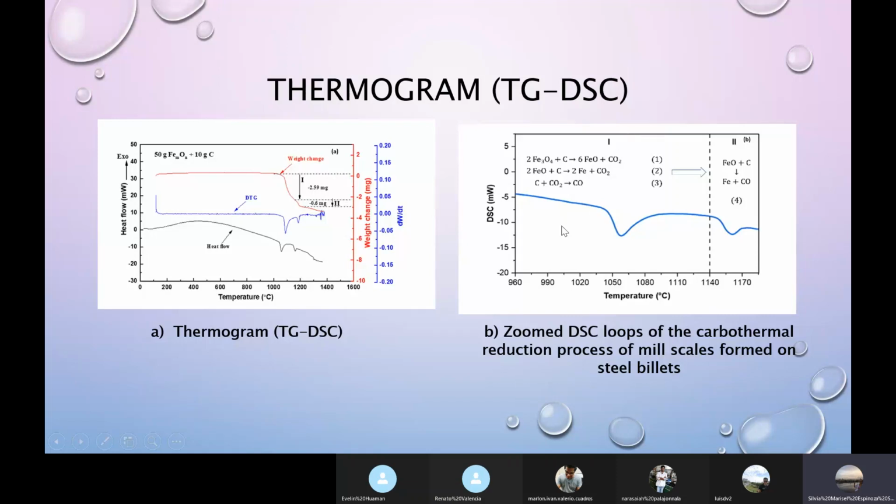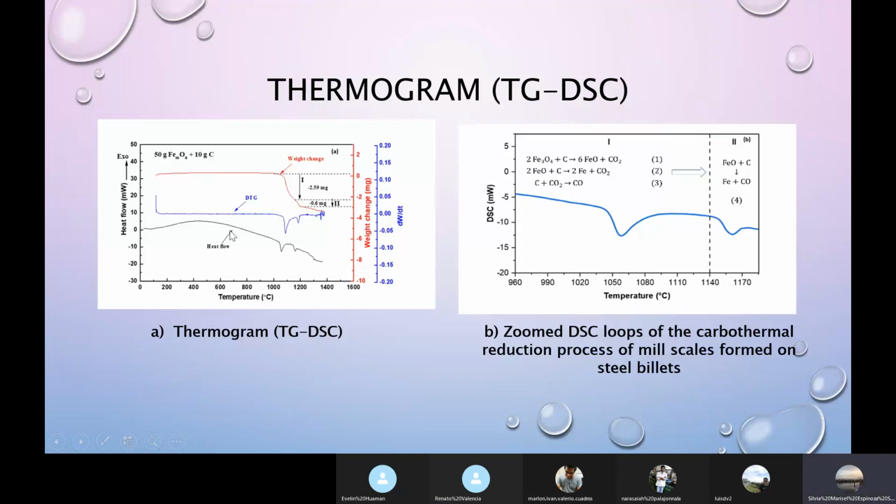Figure B shows the DSC loop in the interval 960 to 1186 Celsius. This is a very important number to note, okay? The equipment traces the heating from room temperature to 1400 Celsius. The thermogravimetric trace corresponds to a line in figure A, this figure.